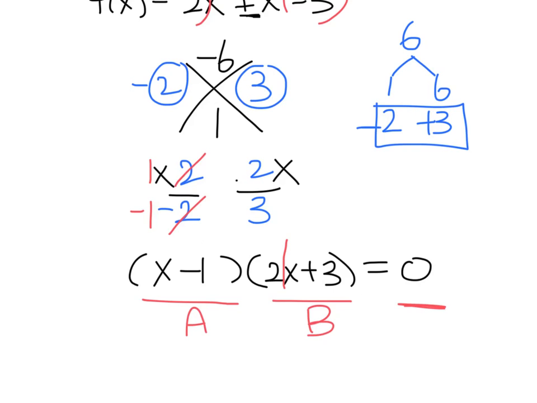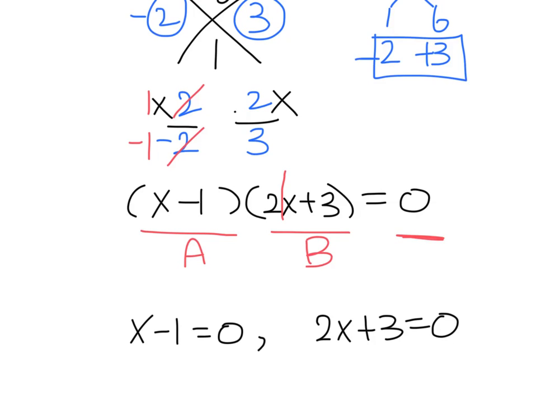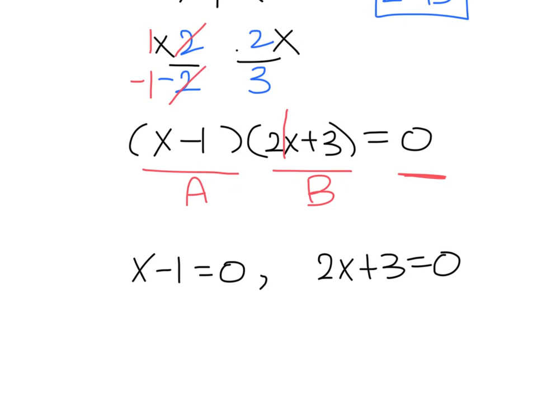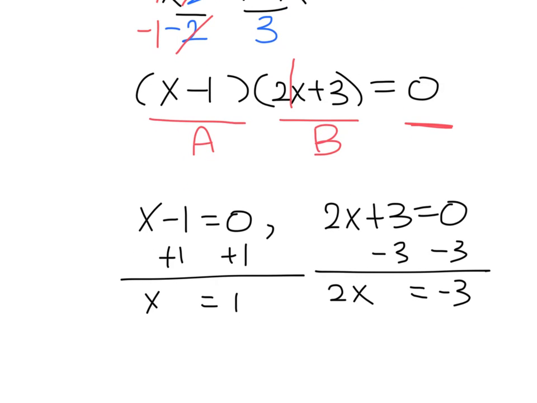All you're going to do now is say x minus 1 is equal to 0 and 2x plus 3 is equal to 0. So now it's just one more step, right? Okay. So let's keep going. We're going to add 1 to both sides. We did this in Math 1. So x is equal to 1. Over here, we're going to subtract 3 from both sides, and 2x is equal to negative 3. And so now we're going to divide both sides by 2.